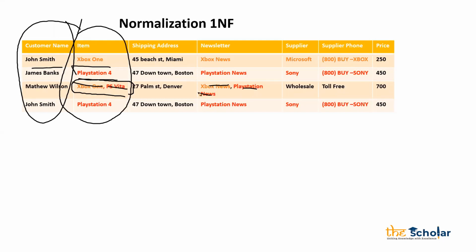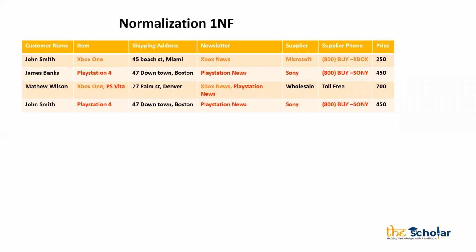Now, if we think logically, obviously, when we add something in a table, we prefer to have individual entries rather than multiple entries. Here I can see there are multiple entries coming in. Now that is a problem. For example, let's say Matthew purchased X1 and PS Vita, and later on he returned PS Vita back to the store. Then what will happen? As a database maintenance person, I have to update this record, right? I have to update the value.